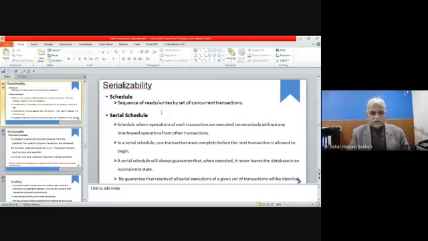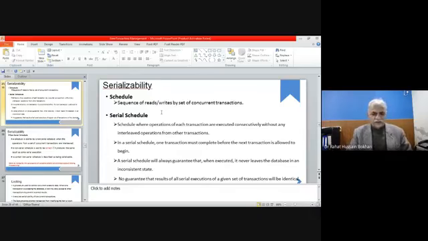Within the schedule, we say it is a serial schedule where the operations of each transaction are executed consecutively without any interleaved operations from other transactions. The transactions are carried out one by one after each other in a consecutive order, and we expect no interference and no interleaved operations from other transactions at that moment. In a serial schedule, one transaction must complete before the next transaction is allowed to begin. It is the restriction with that.